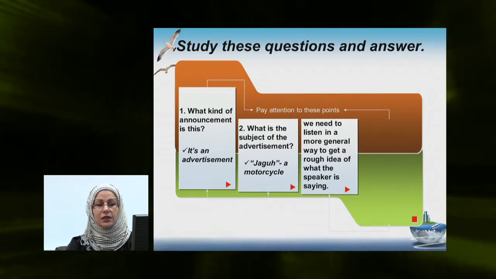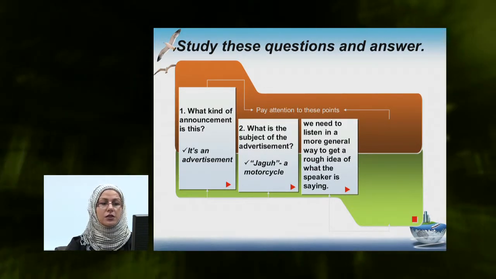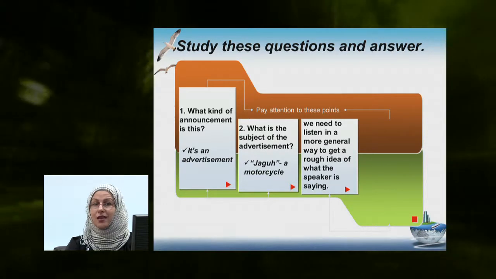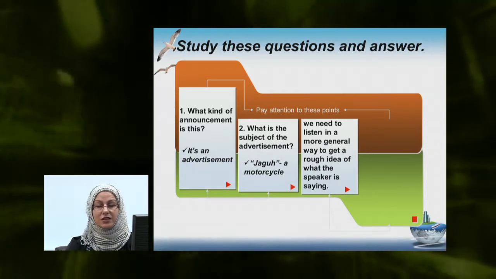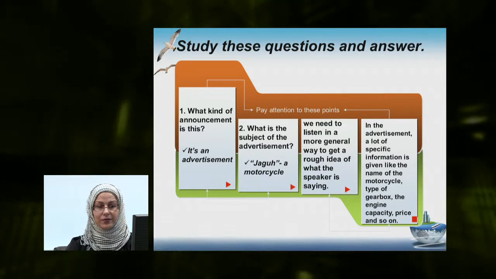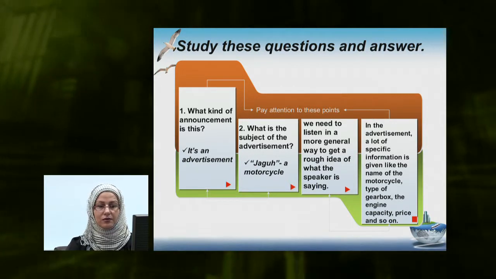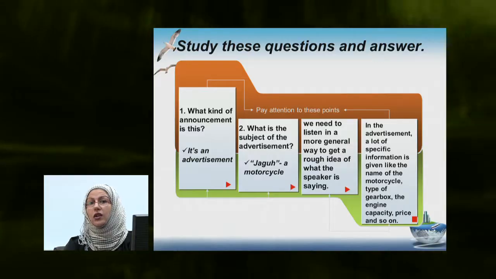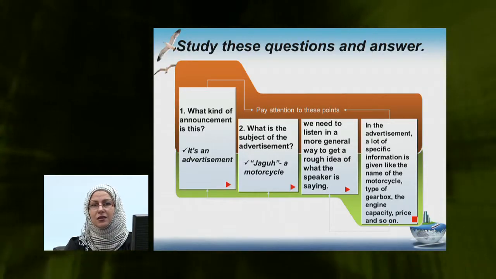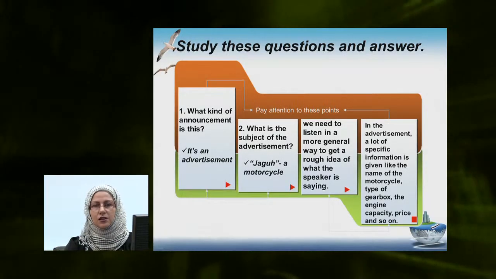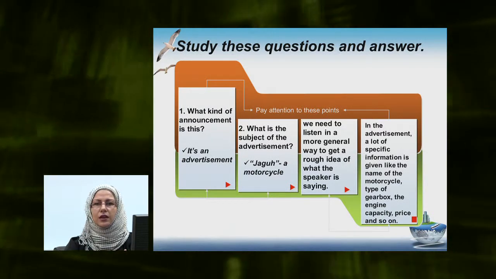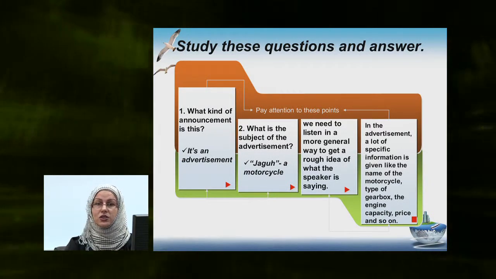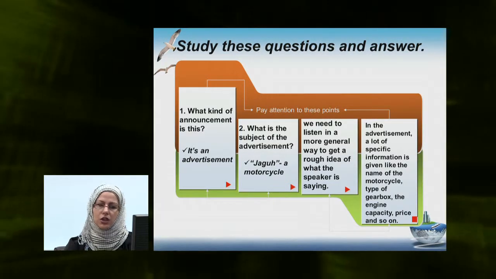Now, we need to listen in a more general way to get a rough idea of what the speaker is saying. Remember that the speaker is giving a lot of details, a lot of specific information, like the name of the motorcycle, the type of the gearbox, the engine capacity, the price, and so on. Do we really need all these specific facts? We don't. To find the main idea, it's enough to focus on the generalizations. They're enough to tell us that Jago is a motorcycle.